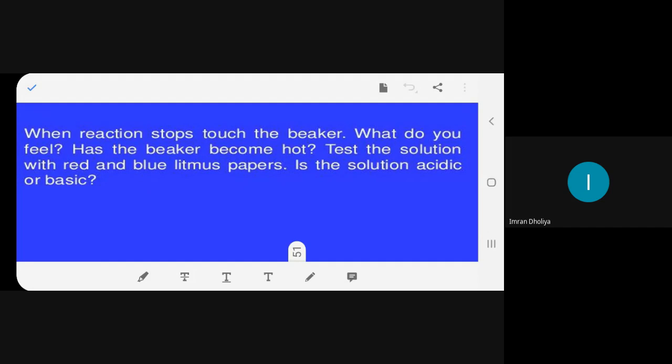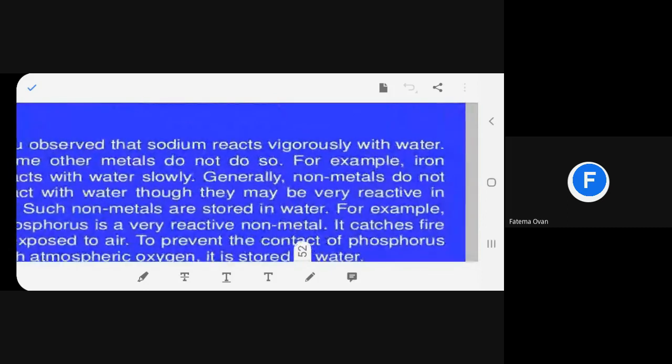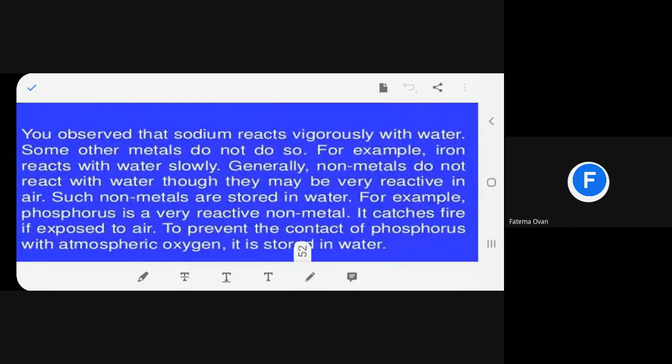Now, the reaction will stop after some time. Obviously, it cannot keep on reacting. It has to stop, isn't it? So all the sodium metal will be consumed. After the reaction gets over, you touch the beaker. What do you feel, Vita? I just showed you. What will you feel when you touch the beaker? Hot. Simple, it will be hot. Now you take this solution and test it with blue litmus paper or red litmus paper and see what happens.